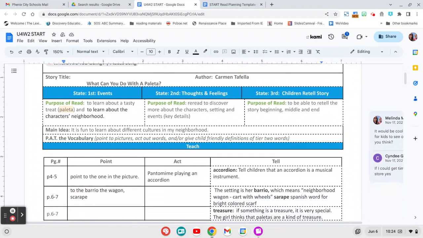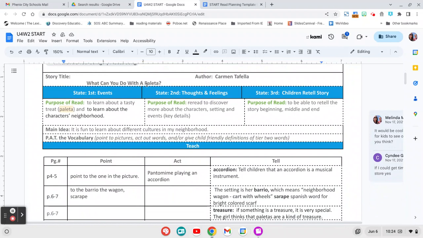So this particular story is called "What Can You Do with," I hope I say this right, Polita. Maddie said I'm saying it wrong. I don't know, but if I were reading the story, I would practice it over and over till I said it right.